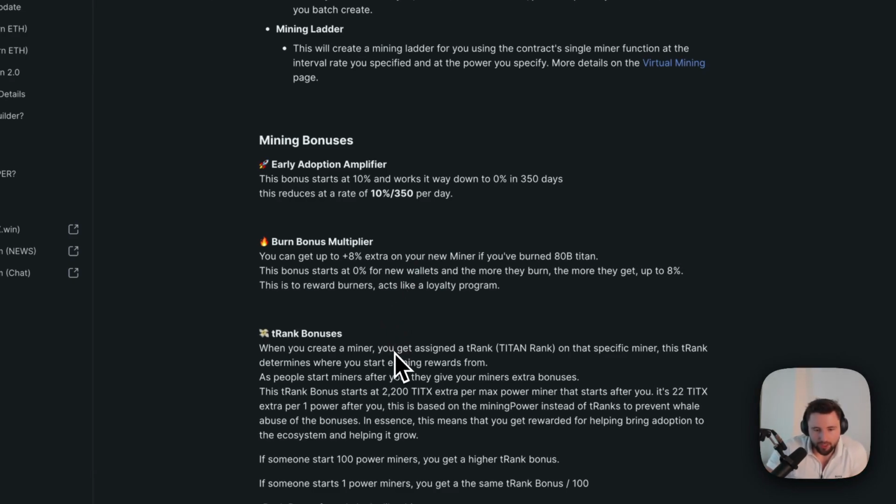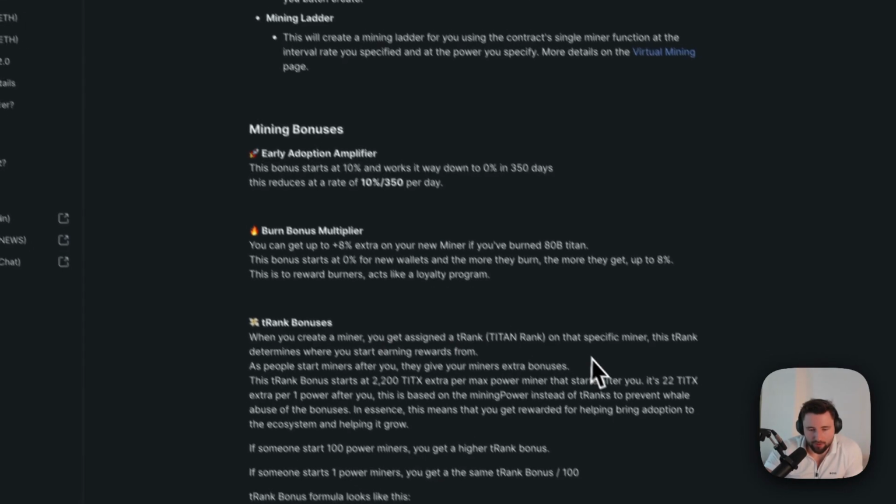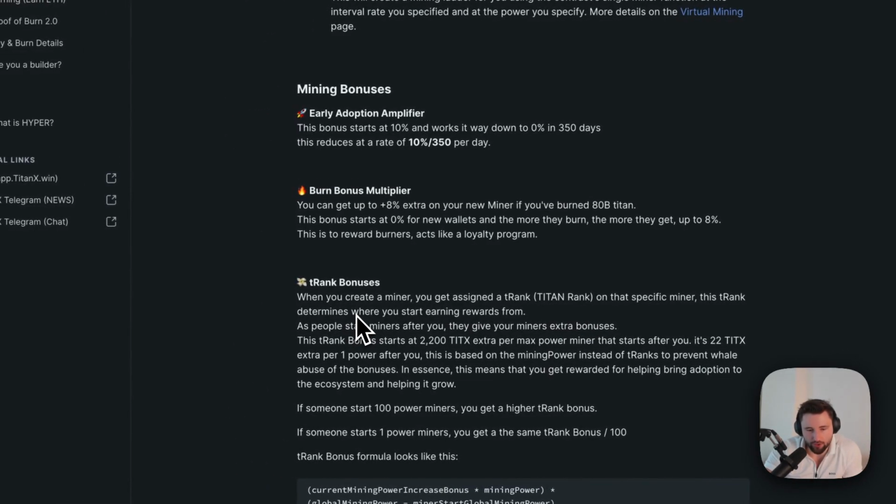Then you have T-rank bonuses. So when you create a miner, you get assigned a T-rank. We call that a Titan rank on that specific miner. This T-rank determines where you start earning rewards from. As people start miners after you, they give your miners extra bonuses. So basically, without going through all the text, what this does is, let's say you start a miner and your T-rank is number 10,001. And then by the time your miner ends, the global T-rank is 12,000, for example. You would get T-rank bonuses between 10,001, which is where you started, and 12,000. And adding that up would create your T-rank bonus based on how much mining power was there. And that gets added to your miner, and then you get to claim it at the end of your miner.